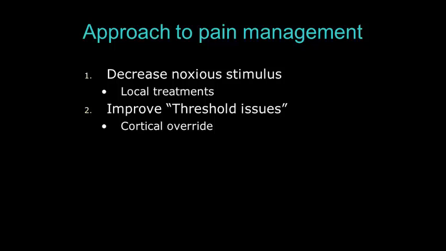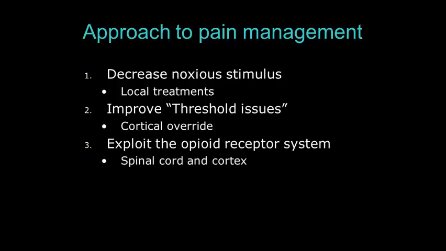Improve threshold issues, and by threshold issues I mean the things that are making people distressed and anxious. And this is where cortical override can make a powerful impact. So listening to someone, addressing their anxiety, their depression, their distress. Exploit the opioid receptor system.